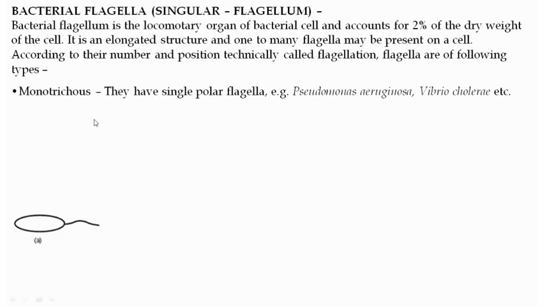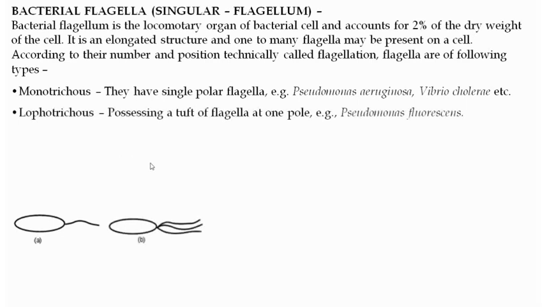So the first one is monotrichous. Mono means single, trichous refers to the flagella. So monotrichous bacteria have a single polar flagellum, on one pole. It may be at a different region of the cell, according to which the name might change. If it is present in this area, it is cephalotrichous rather. Pseudomonas aeruginosa and Vibrio cholerae show a monotrichous flagellum of this type.